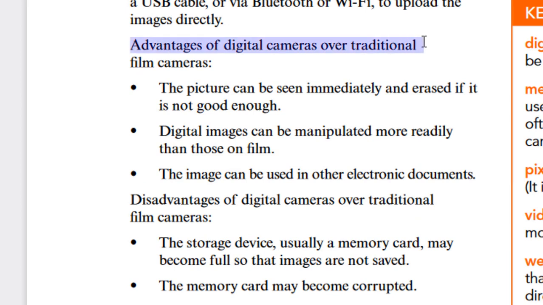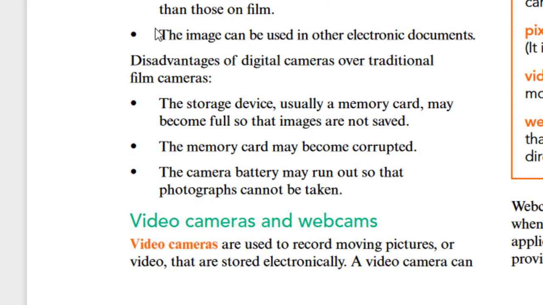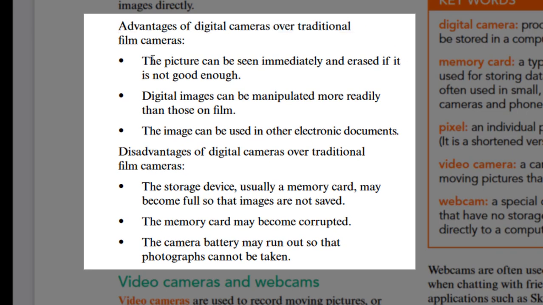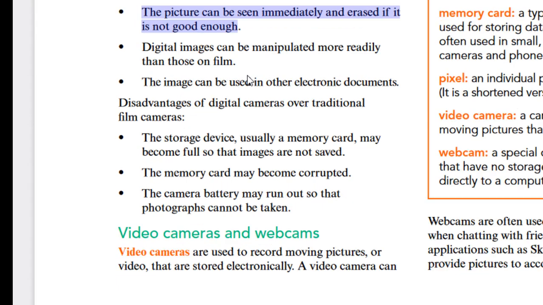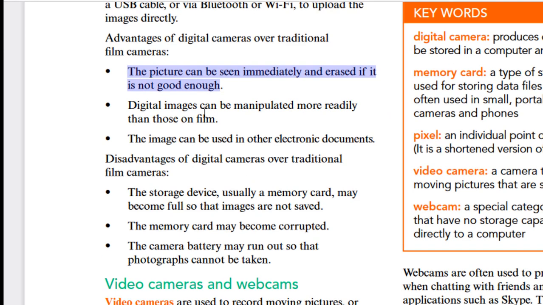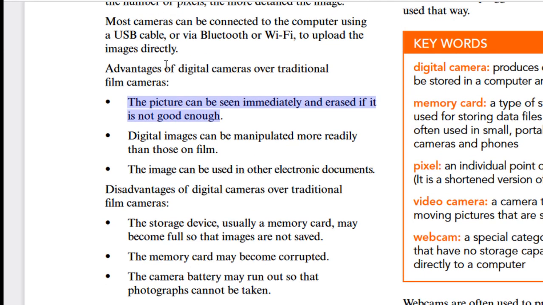Now let's go straight to the advantages and disadvantages of that. Well, with digital cameras, the picture can be seen immediately and erased if it is not good enough. You take a picture, you look at it, if it's good, you keep it. If it's not good, you can erase it. With a regular manual camera, you can't do that because it's imprinted on a film directly.